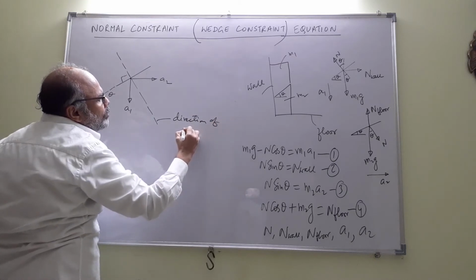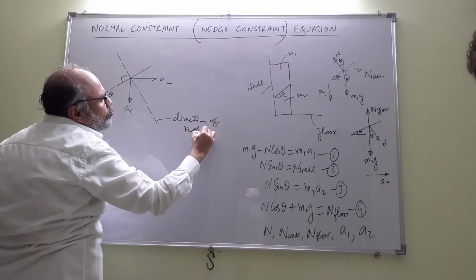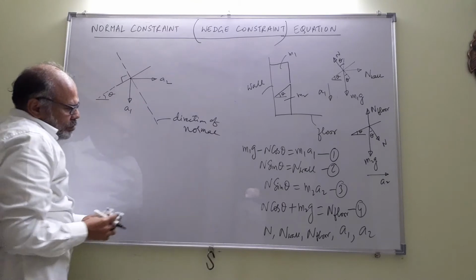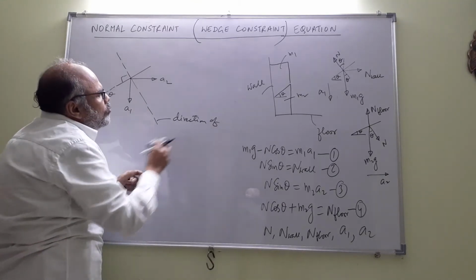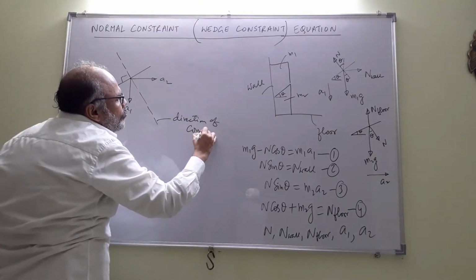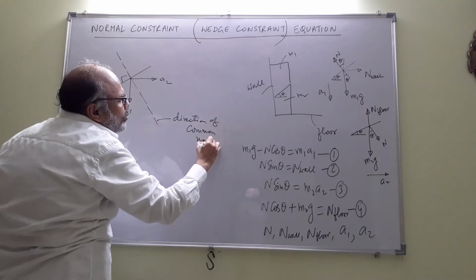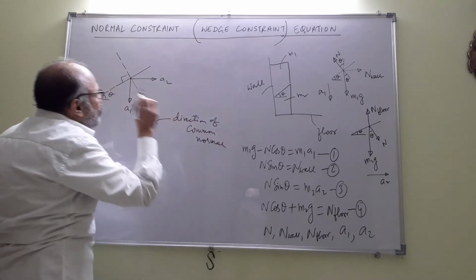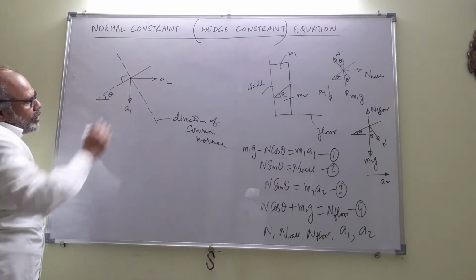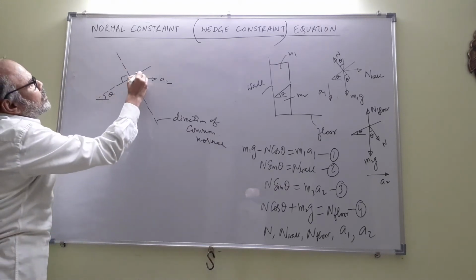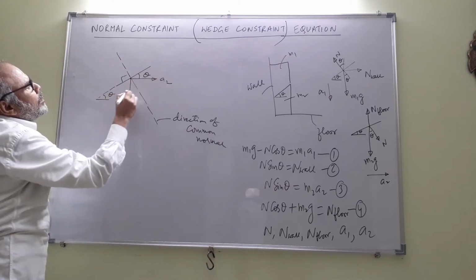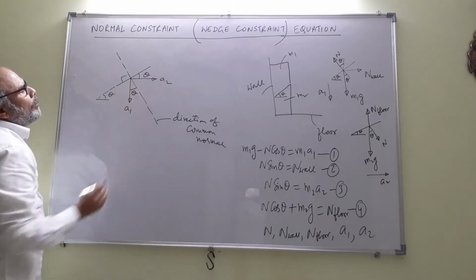Direction of the common normal. Normal force by 1 on 2 and 2 on 1 will be along this direction. So this angle will be theta, corresponding angle. This will also be theta.